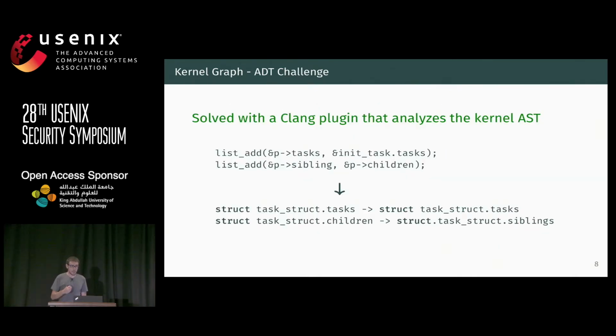To solve this problem, we created a Clang plugin that analyzes the kernel abstract syntax tree. What this plugin does is intercept all the functions related to list management, in this case list add, and then it analyzes the arguments to this function. From this analysis, it is able to derive this set of rules.